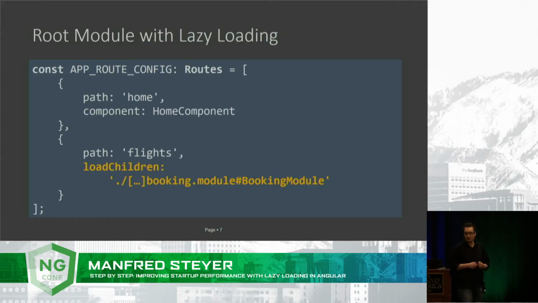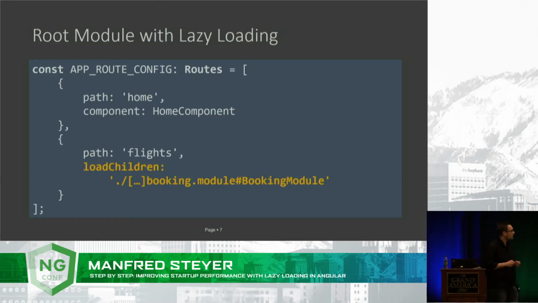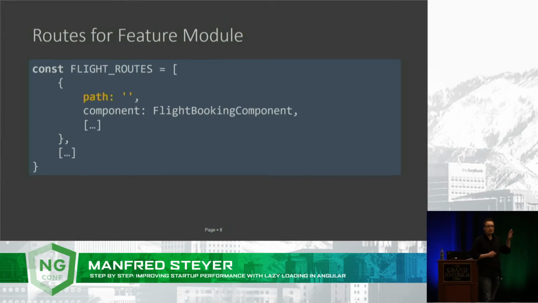Of course, now the question arises, which route is activated when this very lazy loaded module gets activated? And the answer can be found within the routes of this module. This module, of course, has its own routes, and there we can find perhaps a default route, a route with an empty path. And this is the route that gets activated when you are triggering lazy loading for a module.